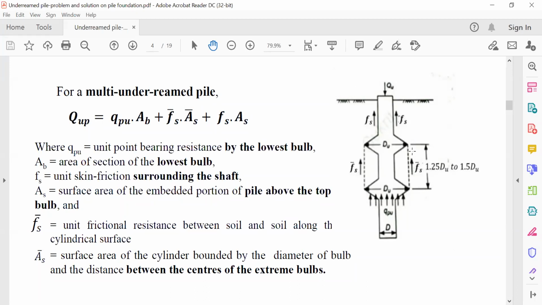And you can see how we can decide the depth in between the two bulbs, or the length in between the two bulbs. It varies from 1.25 Du to 1.5 Du. Du is nothing but the diameter of the bulbs. So this is the first component.